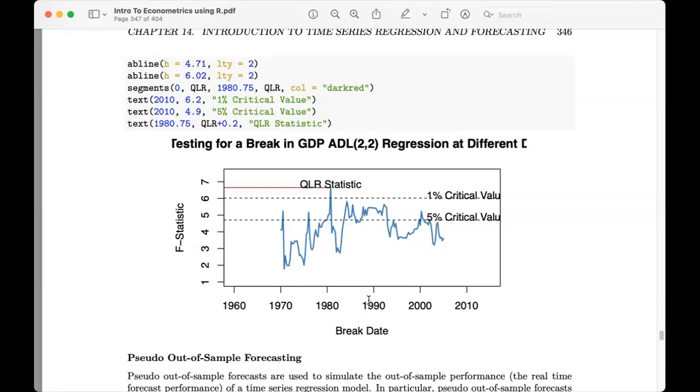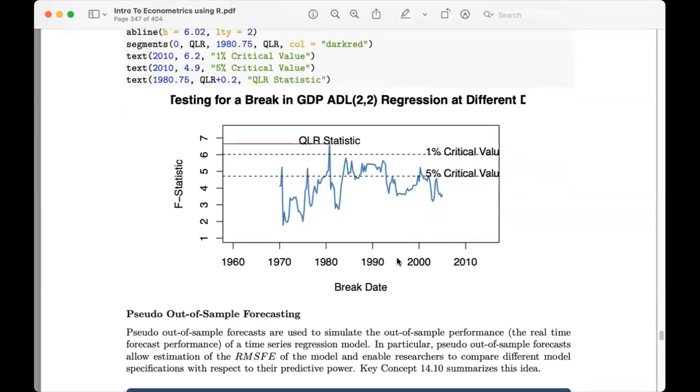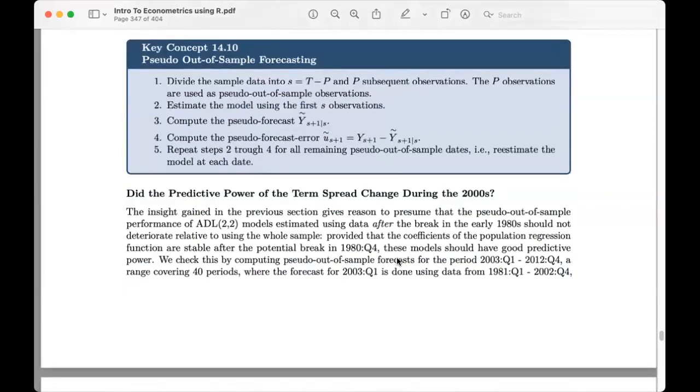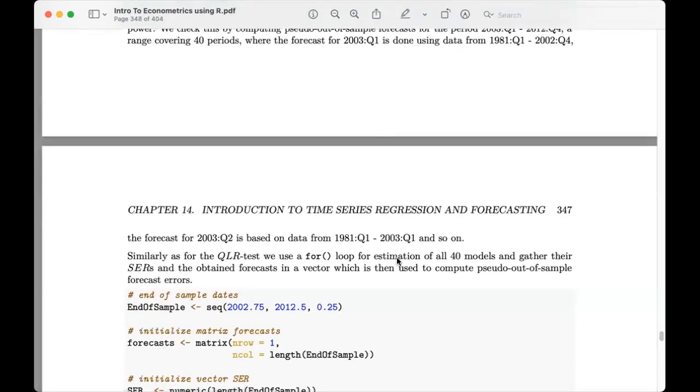You can see here that only around 1979 do we have a break. It's significant at the one percent level, something like this. I'm not sure. Yeah, I think that's it for this chapter.